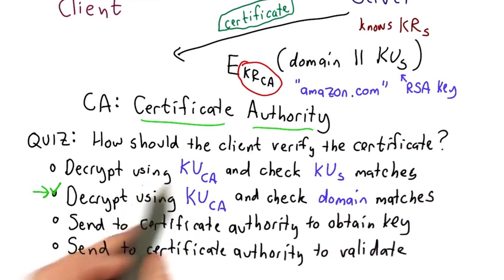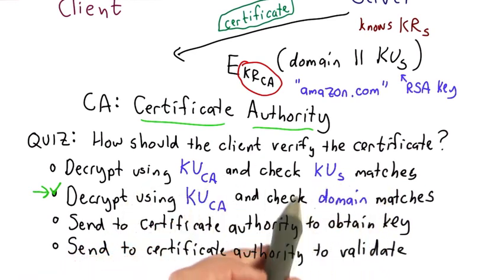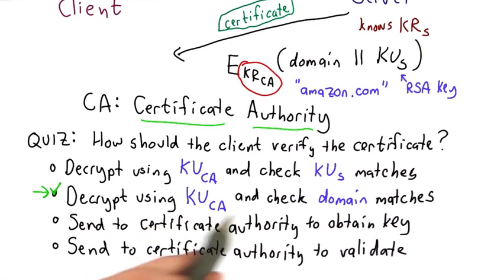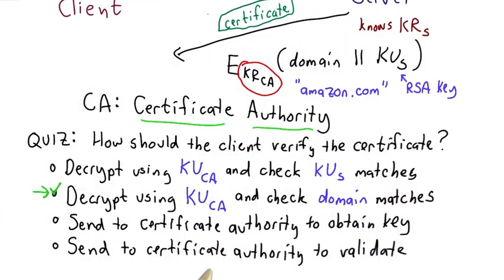The second one is our goal, that we want to know that the certificate matches the domain that we're connecting with. And then we can trust that that's actually a public key associated with that domain. The other two could possibly work, but they would require an extra round of communication. They'd require the certificate authority being online. And if we could obtain the key directly from the certificate authority, well, we wouldn't need this step. We'd talk to them in the first place.